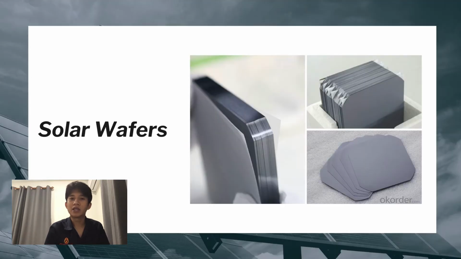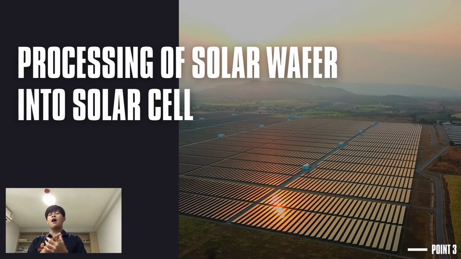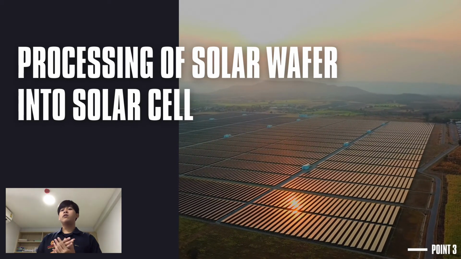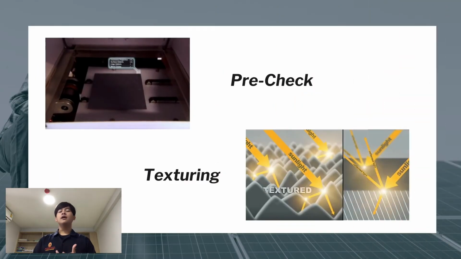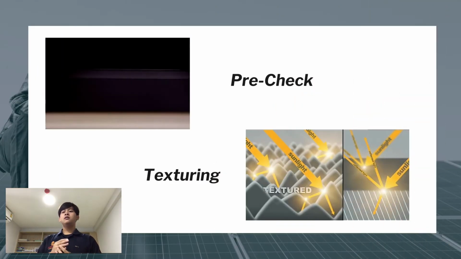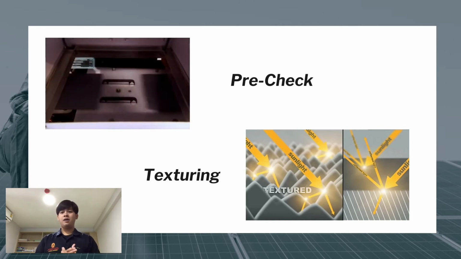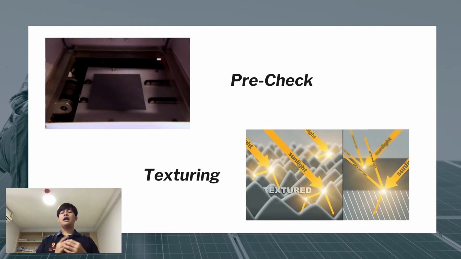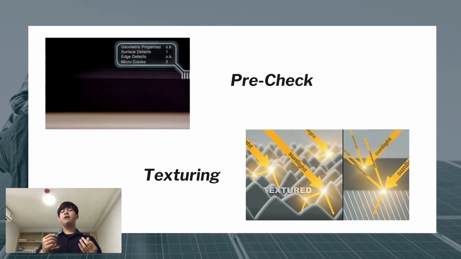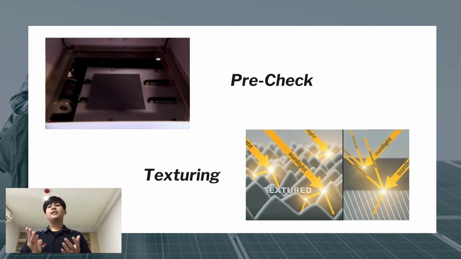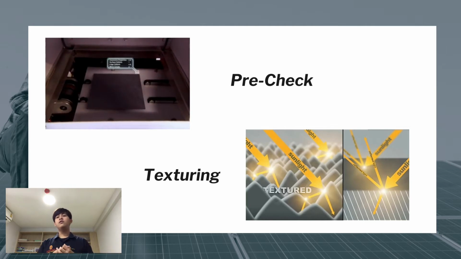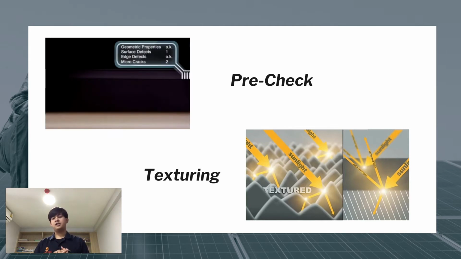And these are the pictures of solar wafers. After completing the processing of solar wafers, the next step is processing the solar wafer into a solar cell. First, a P-check to inspect the geometric shape and thickness conformity, and to check for defects such as cracks, breakage, scratches or other anomalies. Second, texturing to reduce reflection loss of the incident light.